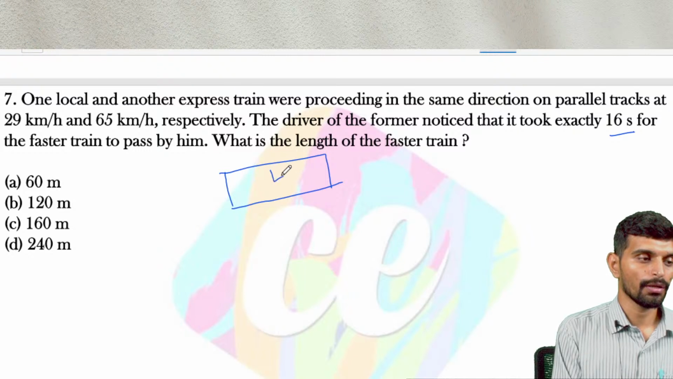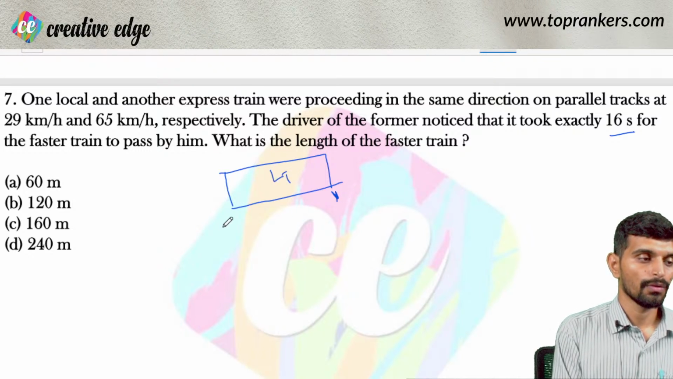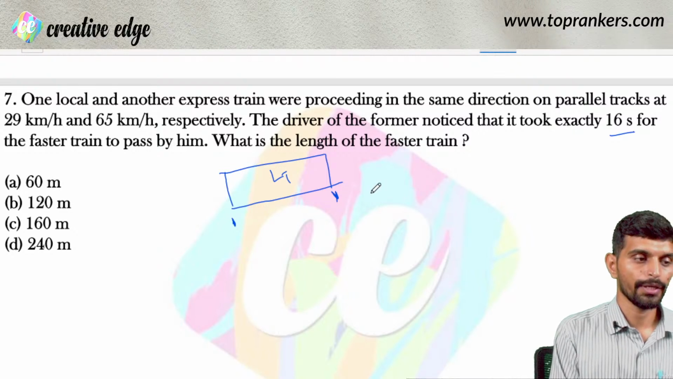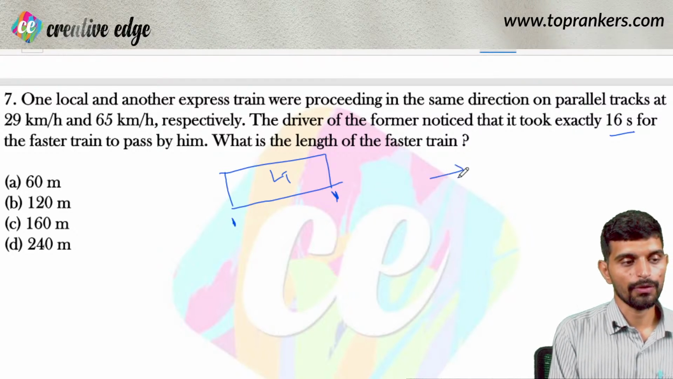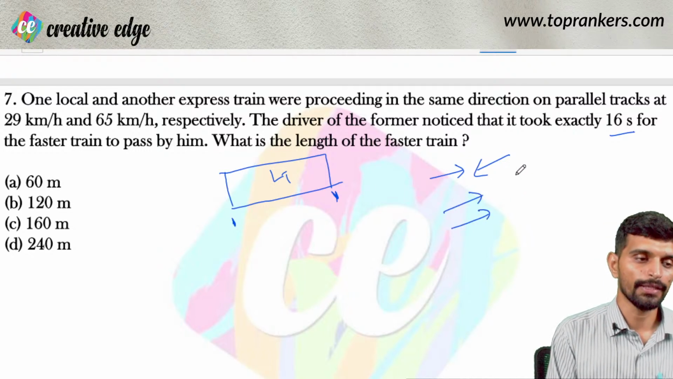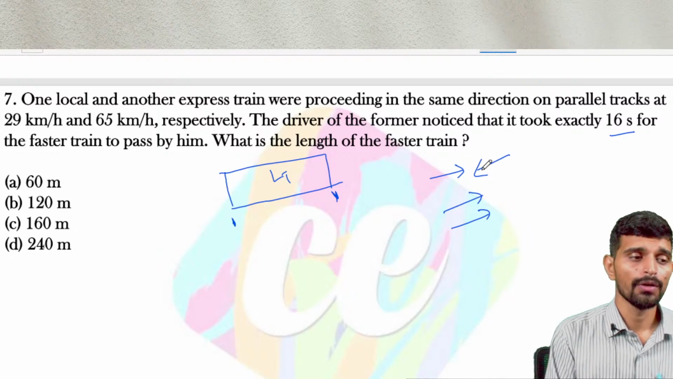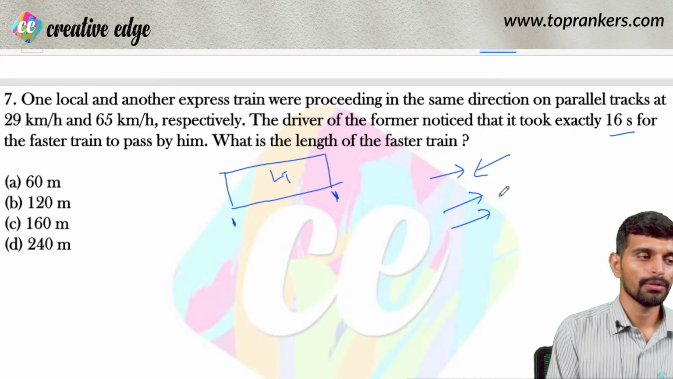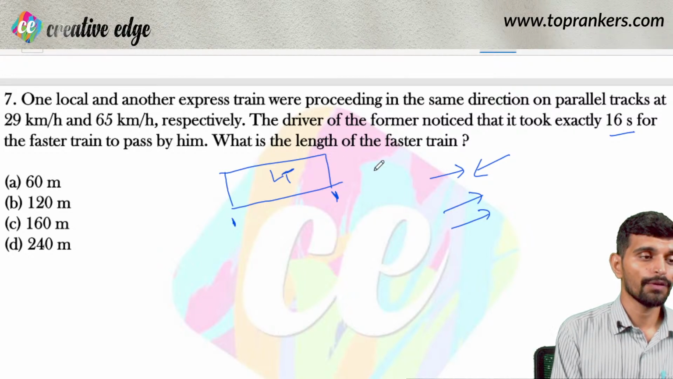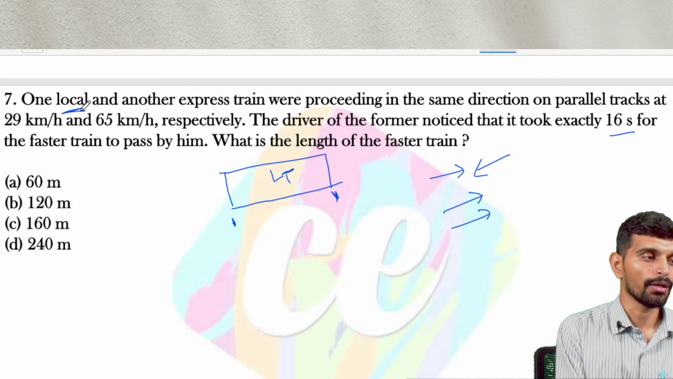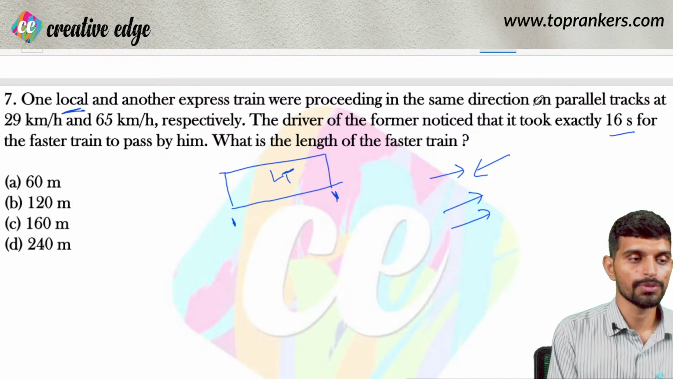Length of train is this, right? And irrespective of whether the trains are in the opposite direction or the same direction, if the lengths of two trains are to be considered, we will always add the length. But here we have to consider the length of the faster train only. The driver of the former, that is the local train, observes that it took exactly 16 seconds.